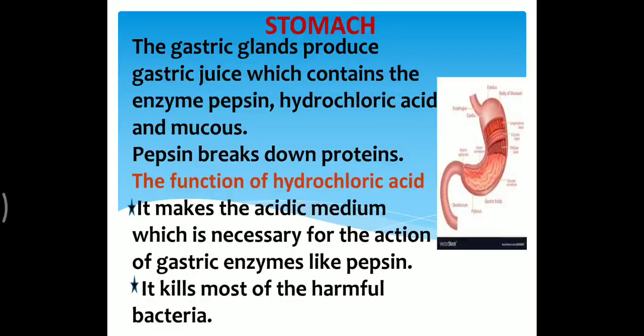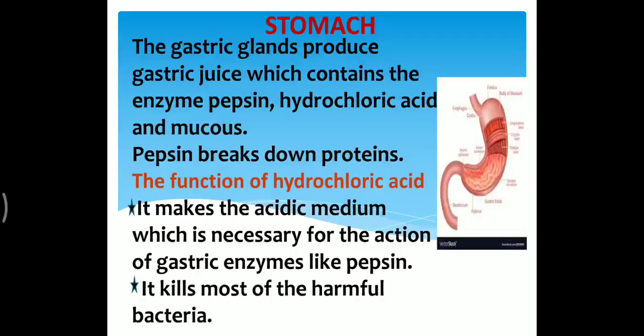Now, the gastric glands produce gastric juice which contains the enzyme pepsin, hydrochloric acid and mucus. As soon as the food goes into the stomach, hydrochloric acid is released, pepsin is there, and mucus is released. What is this mucus? Let us see. Pepsin breaks down proteins, whatever protein food we eat. You know the nutrients of the food, like carbohydrates, vitamins, proteins, fats, etc. Of these, protein is broken down by pepsin released in the stomach.